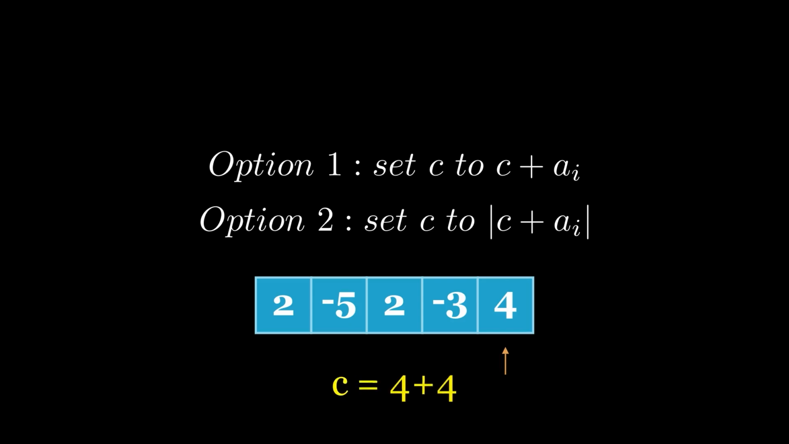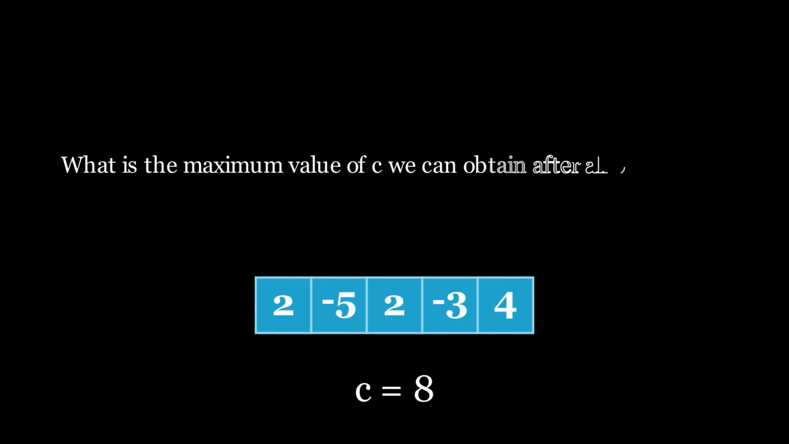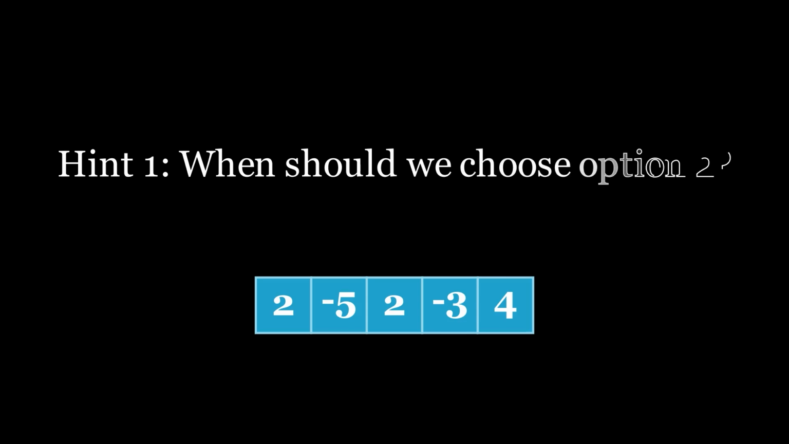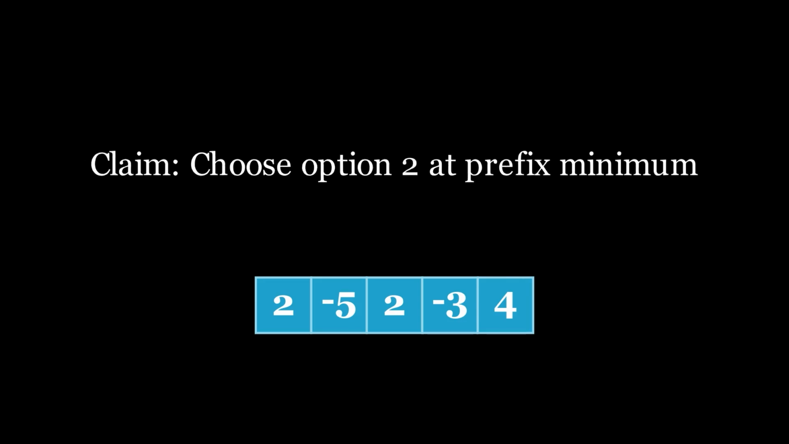Our question here is, what is the maximum value of C we can obtain after all operations? Let's think about where we should choose option 2. Our claim is that we should choose option 2 at the prefix minimum, and let's see why. We attempt to take option 2 at index 2 and C becomes 3, and after we add the next two indices, our C goes down from 3 to 2.